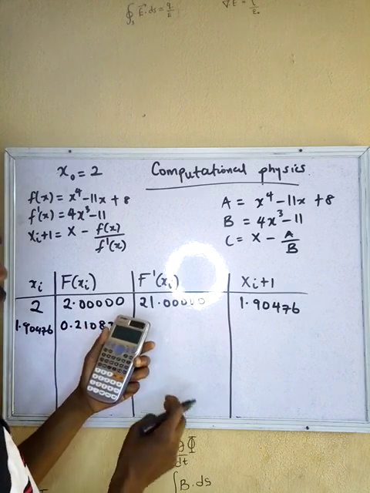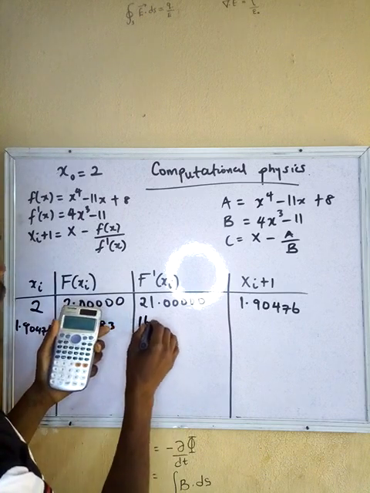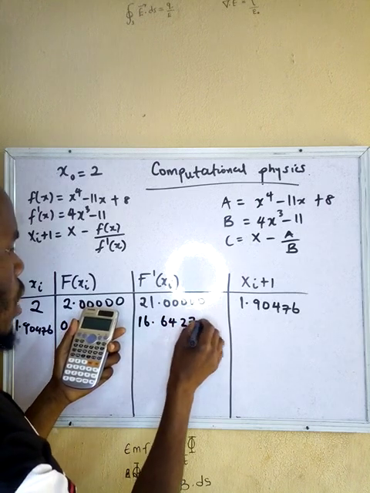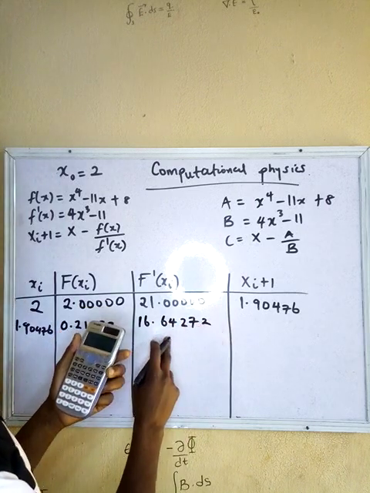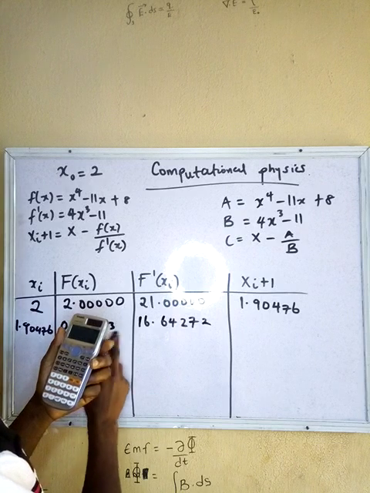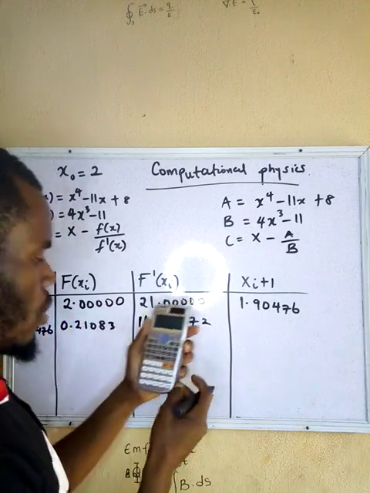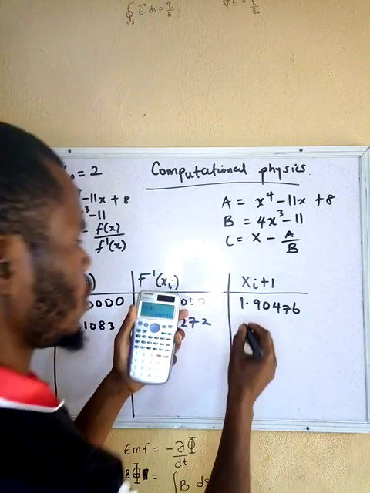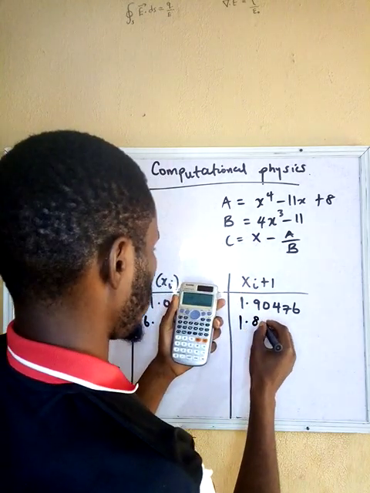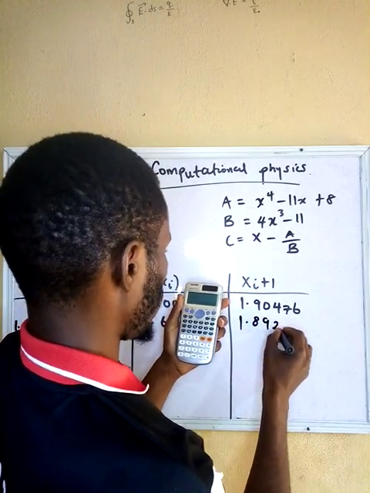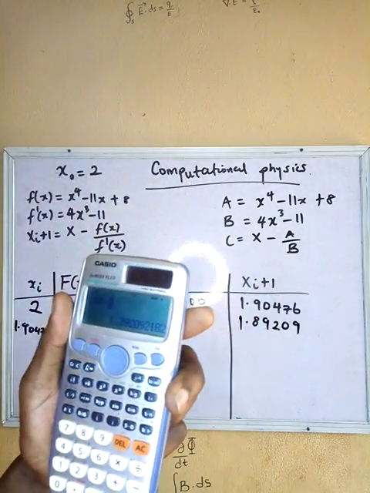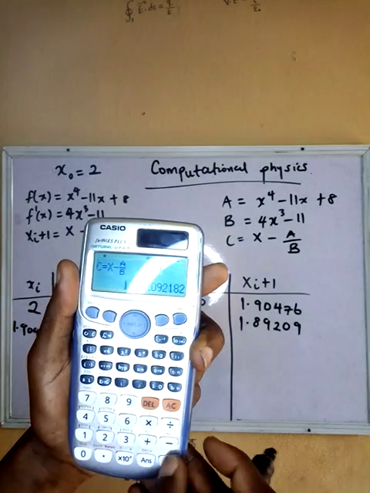Then equal to, this b will give us 16.64272 to 5 decimal places. So the next is going to give us 1.89209. If you press this equality sign, it will take you back.